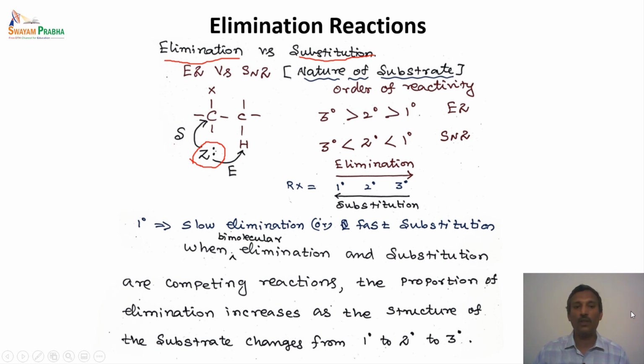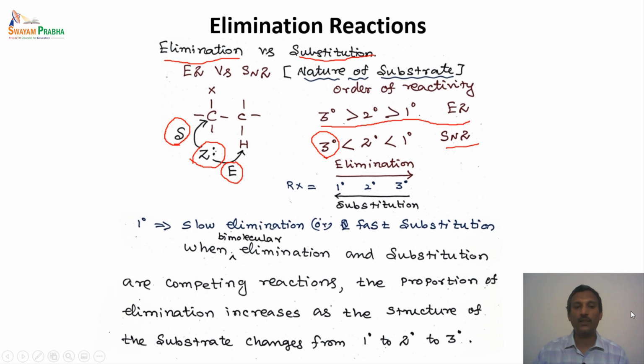So when we talk about S, that means substitution, the nucleophile adds to the carbon. When we talk about elimination, the nucleophile or the base removes the proton. So this is the major difference between elimination and substitution. When we talk about the order of reactivity, in the case of E2 elimination, tertiary reacts much faster compared to primary, whereas in the case of the SN2 reaction, the tertiary reacts very slowly compared to primary.